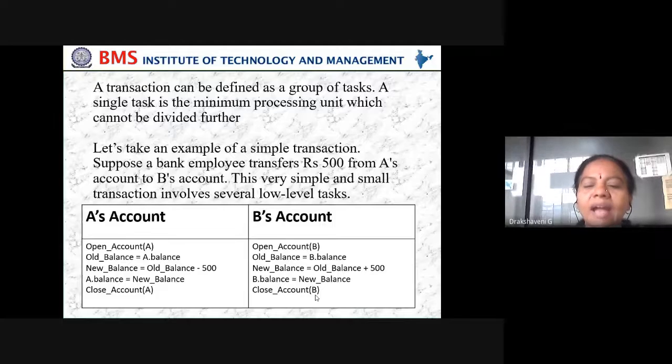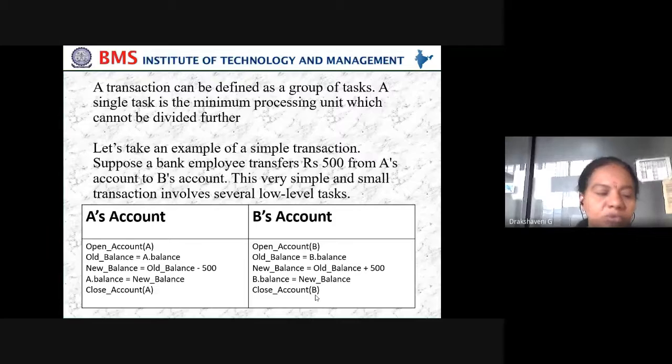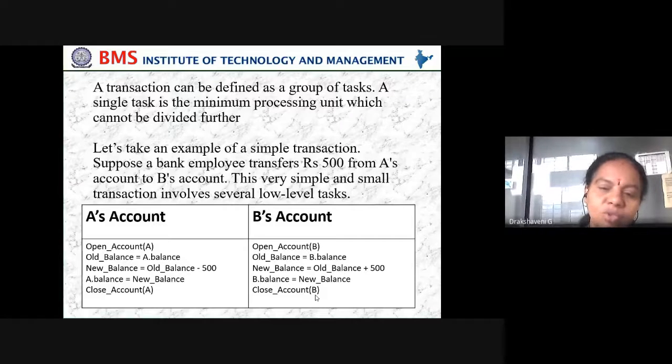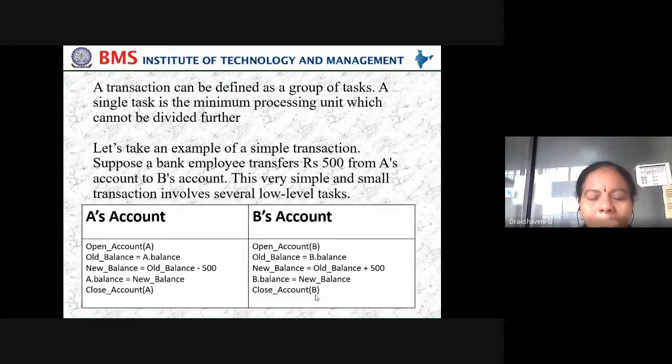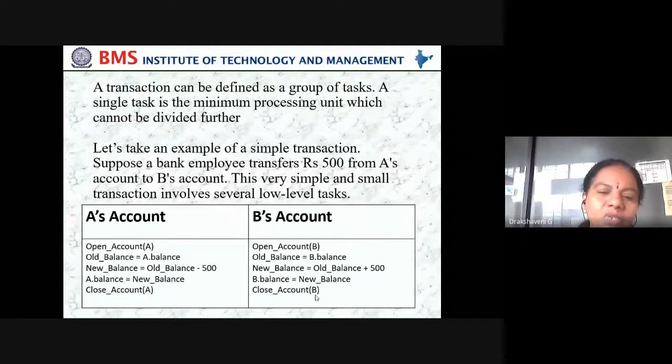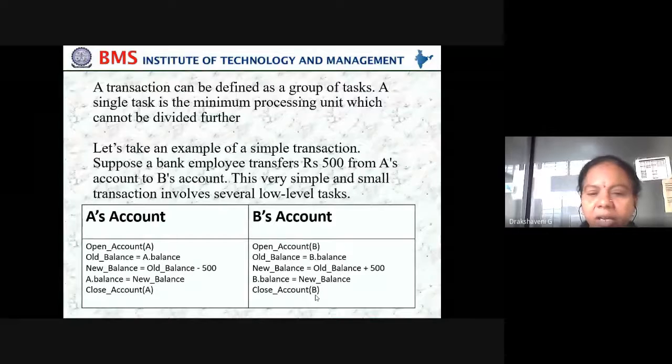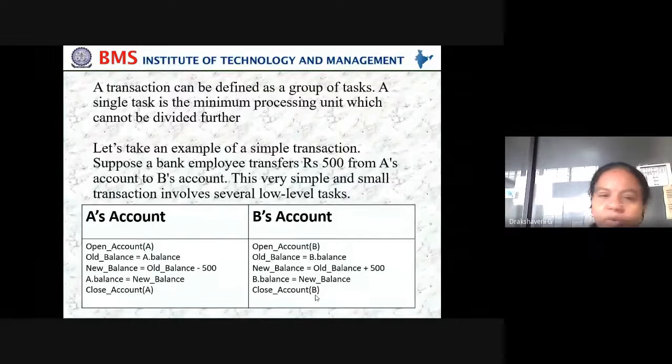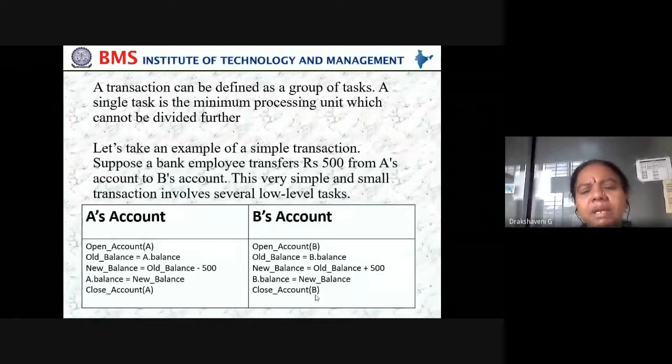Now I have to add 500 to the already present amount. So what do I have to add? I have to add 2000 plus 500. So now my new balance will be 2500. Then close B. So that's what you can see here: A's account and B's account, just a simple transaction.